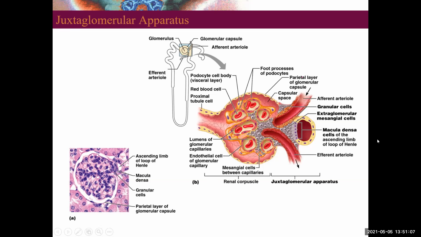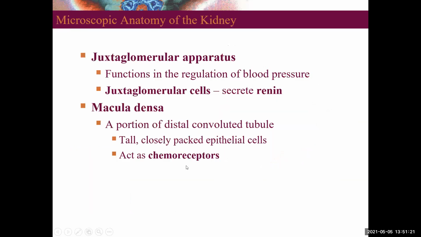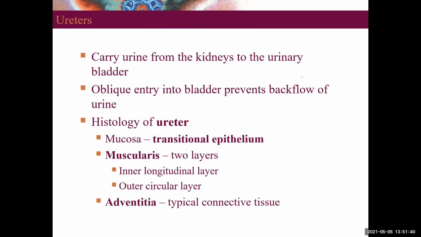Okay, so these macula densa and the granular cells and some cells in between, called mesangial cells, together are called the juxtaglomerular apparatus, which maintains your blood pressure. So the juxtaglomerular apparatus functions in the regulation of blood pressure. Juxtaglomerular cells secrete renin. The macula densa is a portion of the distal convoluted tubule, and they are chemoreceptors, so they detect chemical compounds, the ions and the solid particles, like osmoreceptors.